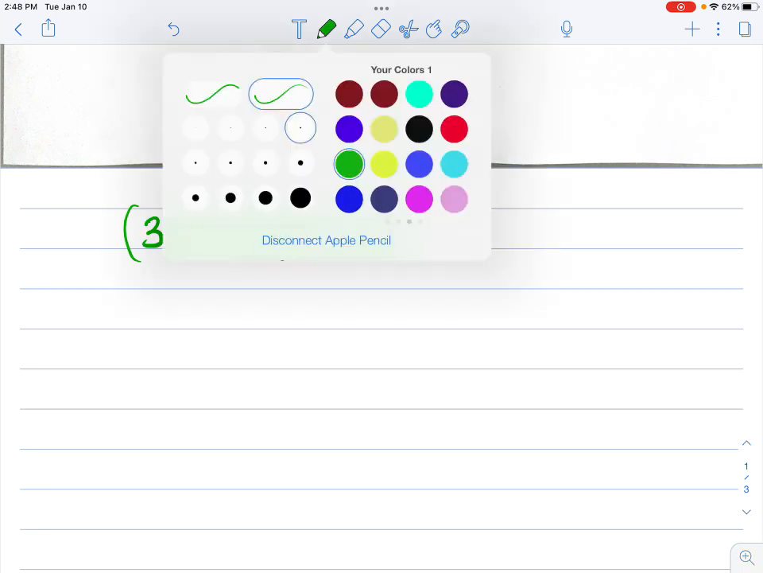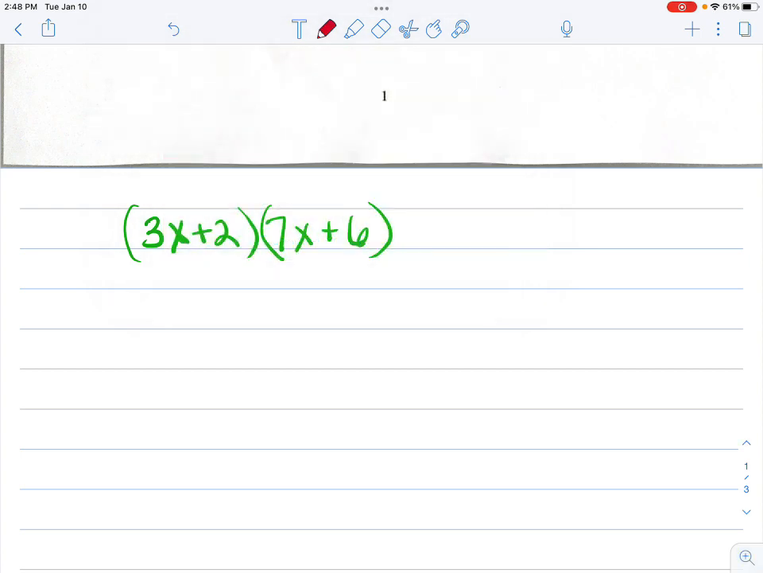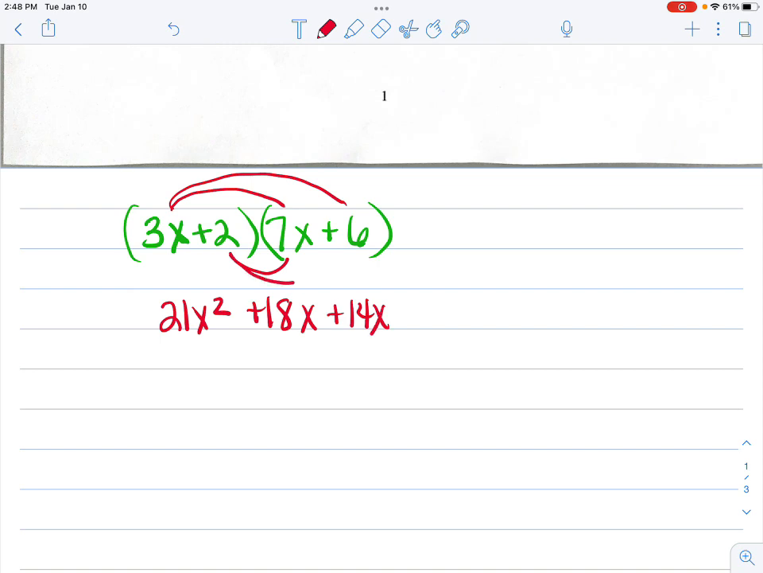So this is just the distributive property. We've done this 20 times. 3x times 7x is 21x to the second. 3x times plus 6 is plus 18x. Do the same thing with the 2. 2 times 7x is 14x. And then 2 times 6 is 12.